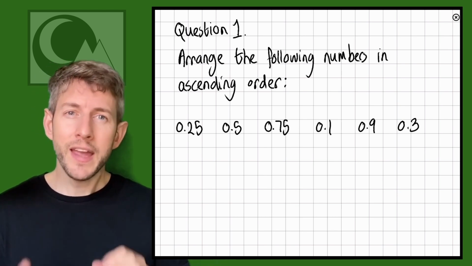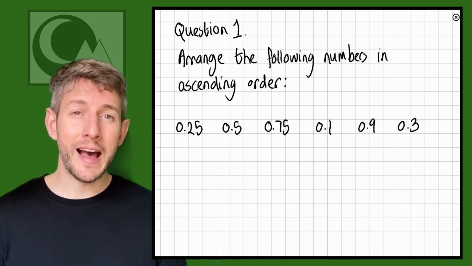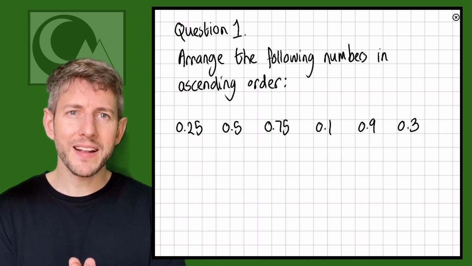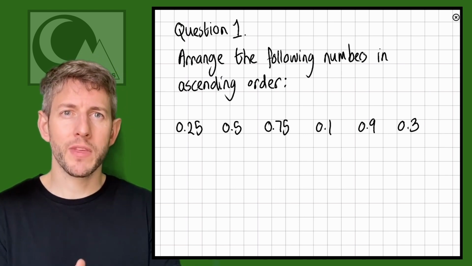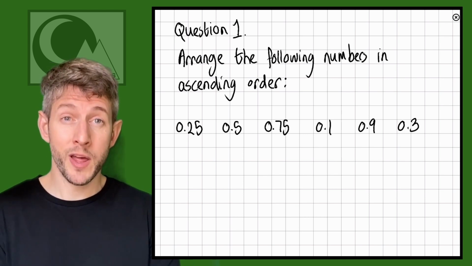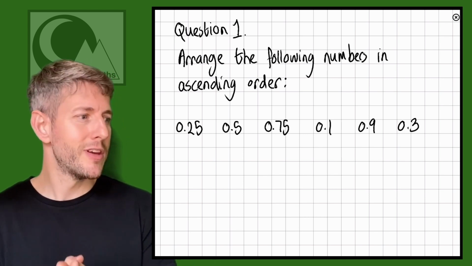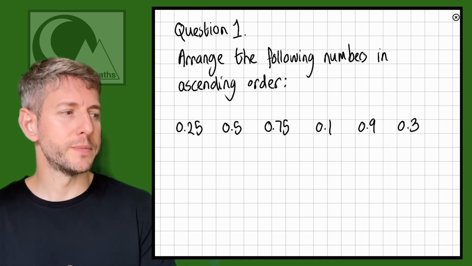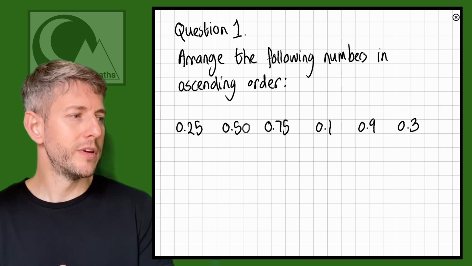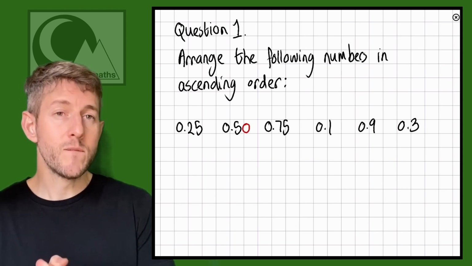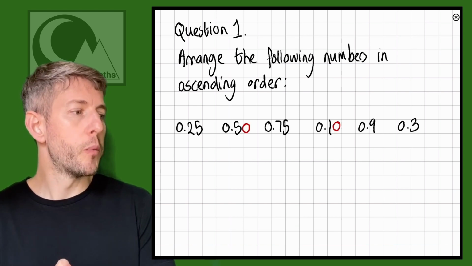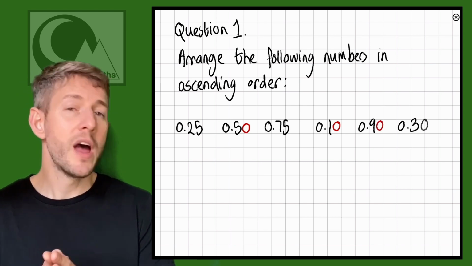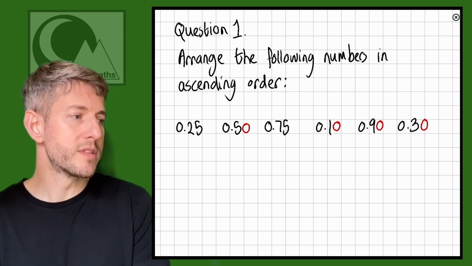The easiest thing to do to really allow your mind to visually think about these numbers is to add zeros after each number to make it so that each number is the same number of digits. So in this case, I'm going to think of these numbers as 0.25, 0.50, 0.75, 0.10, 0.90, and 0.30. Ascending order means smallest to largest.